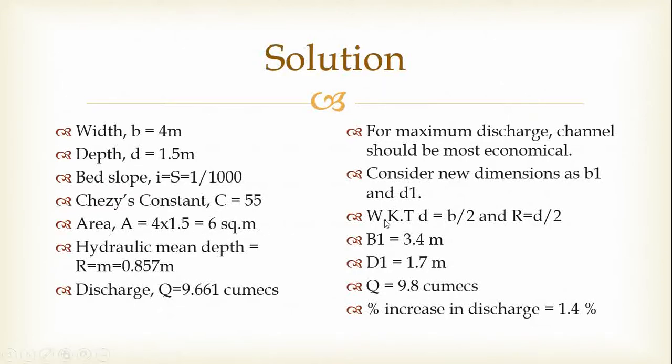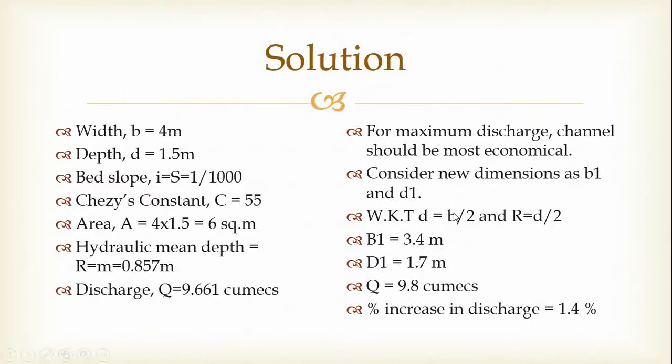When I write the area here, area will be B1 into D1 equal to 6 square meters. For the most economical channel section, the condition is that the depth of the flow is half of the width and the hydraulic mean depth is half of the depth. If the depth of the flow is half of the width, instead of D1, I can write B1 by 2. So this will become B1 into B1 by 2 is equal to 6 square meters. So B1 square is equal to 2 into 6, that is 12. So B1 is equal to square root of 12. So I'll get it as 3.4 meters.